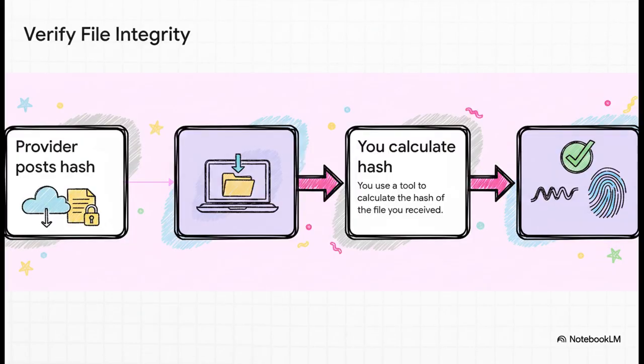Here's another one you've probably seen. Ever been downloading some software and you see this long, random-looking string of letters and numbers called a SHA-256 checksum? Guess what? That's the hash. It's the file's official fingerprint. You can download the file, run it through a hash calculator on your own computer, and if your result matches the one on the website, you have mathematical proof that the file is legit and hasn't been messed with.